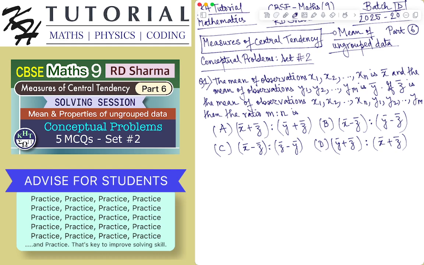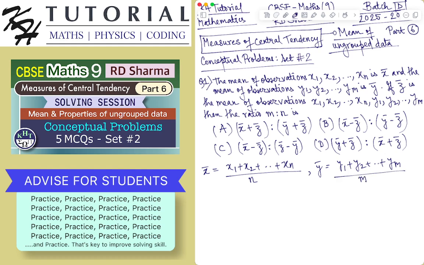Now clearly, as per the notation, the number of elements of the first set of observations is small n. So we have mean x bar is nothing but x1 plus x2 up to xn, the sum of the observations, divided by the total number of observations, which is small n. Similarly, we have y bar is equal to the sum of the observations y1 plus y2 up to ym, where the number of observations is small m, divided by small m.